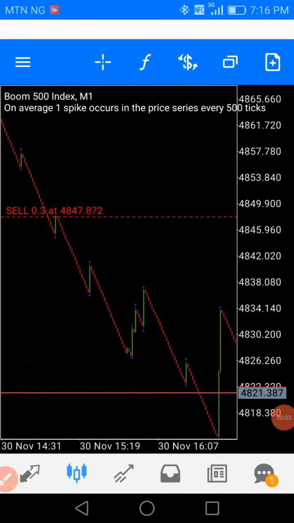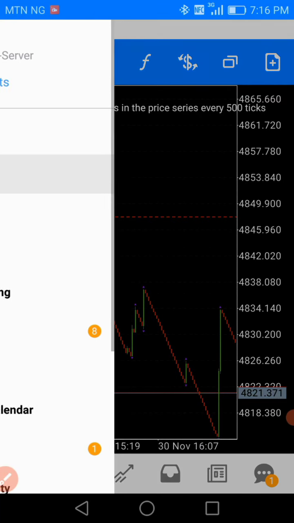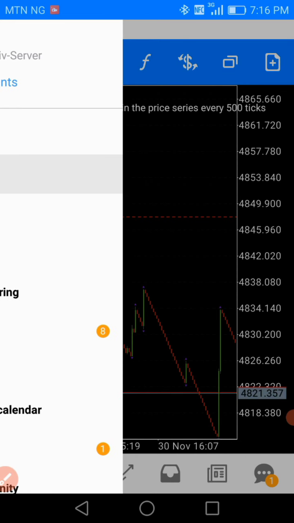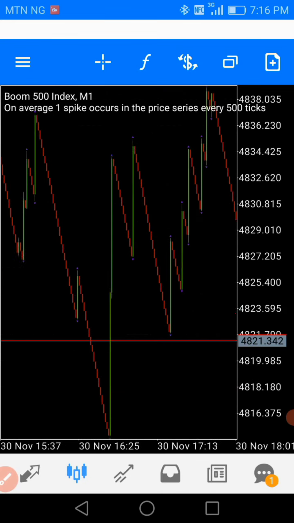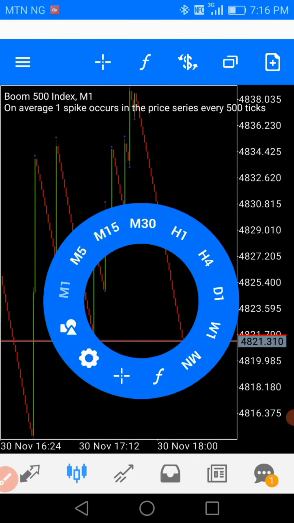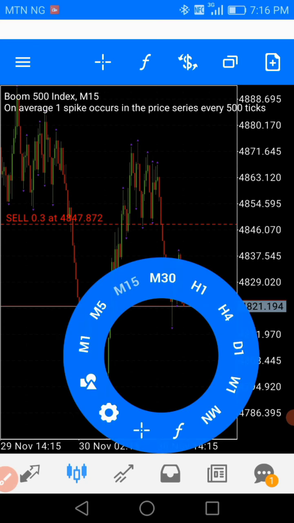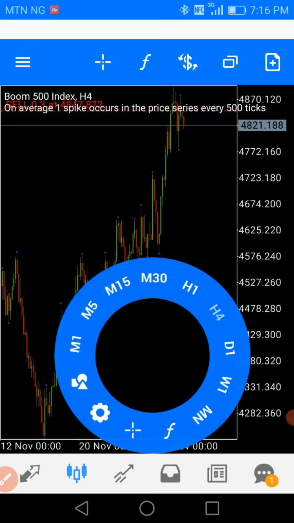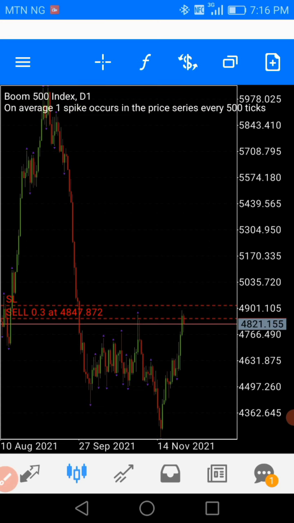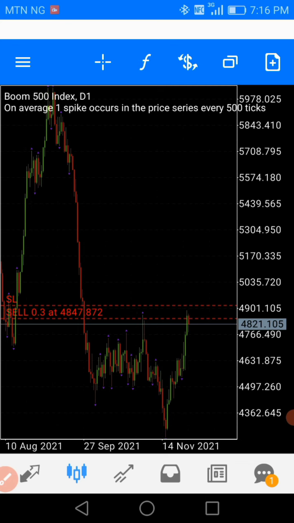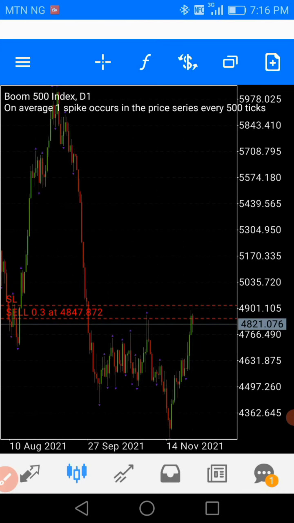Now this is Boom 500, and I've been on this trade for quite some time now. I hope to flip my account with this single trade, because I'm looking at something that is happening on higher time frames, on H4 and of course D1 precisely. Now look at it. You see where I placed my stop loss.